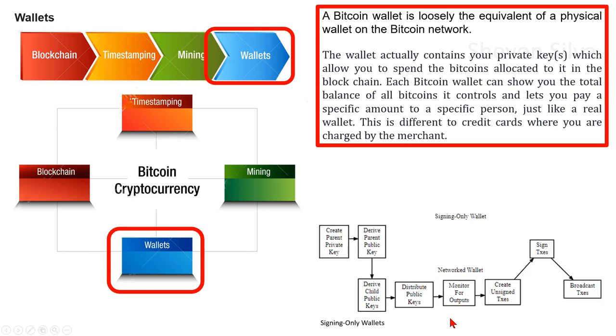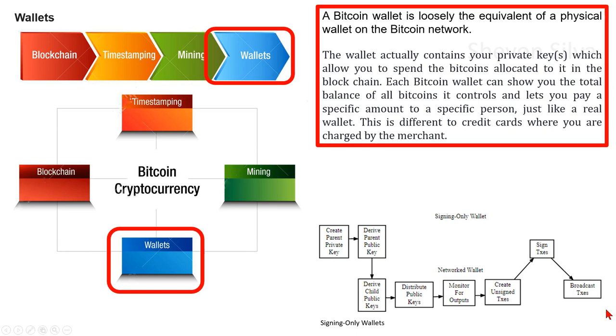Now you can see here signing only wallets. To increase security, private keys can be generated and stored by a separate wallet program operating in a more secure environment. These signing only wallets work in conjunction with a network wallet which interacts with the peer-to-peer network. Signing only wallet programs typically use deterministic key creation to create parent private and public keys, which can create child private and public keys.